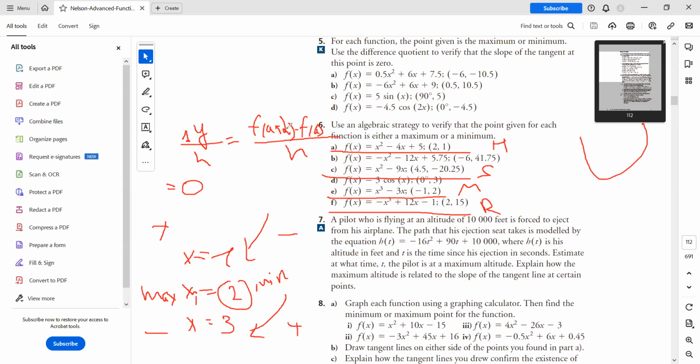Okay, Safa, this is a minimum, right? Your function is also a parabola that is concave up because the leading coefficient is positive. Wait, you're saying that your minimum is at point x equals 6? C is a minimum when x equals 6, not 4.5.